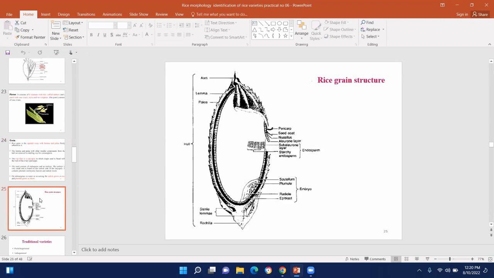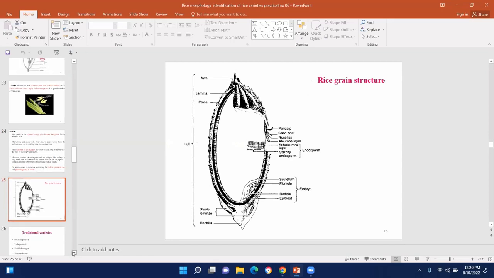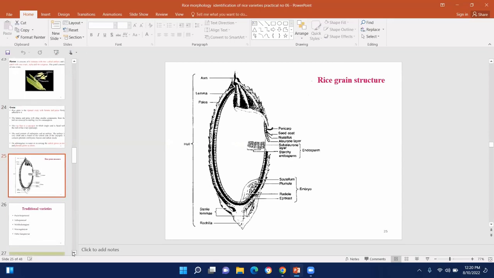Then the rice grain structure. You already know this part. I don't expect anything from you before your spot exam. This part also.